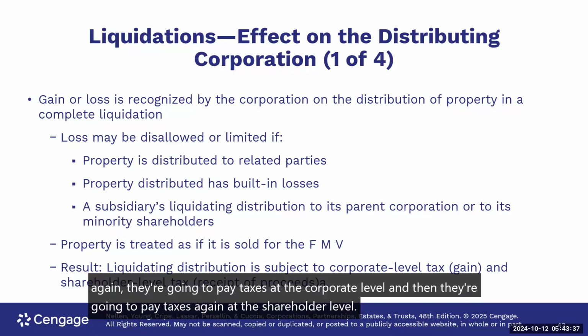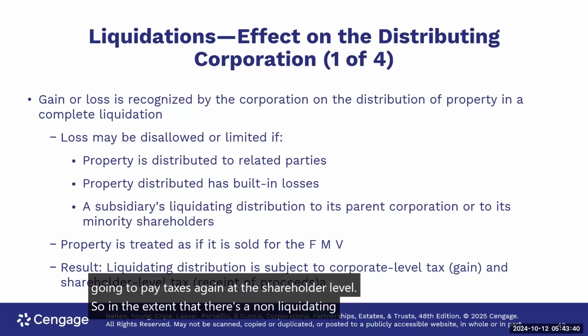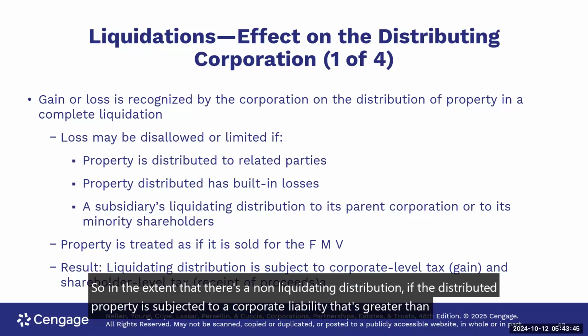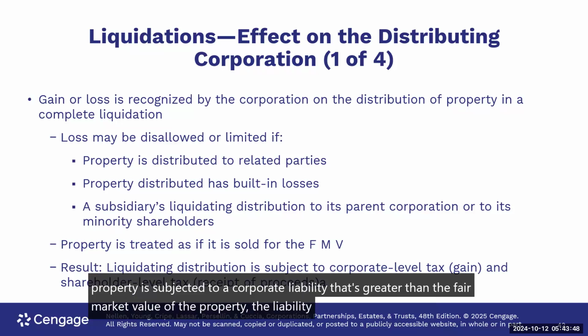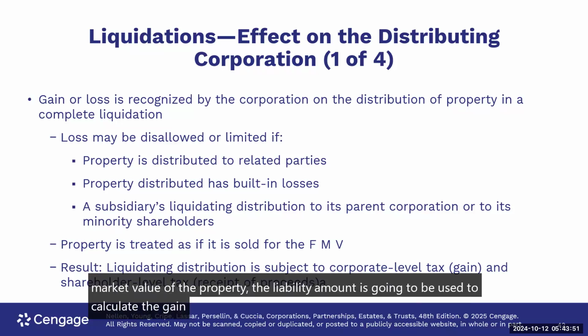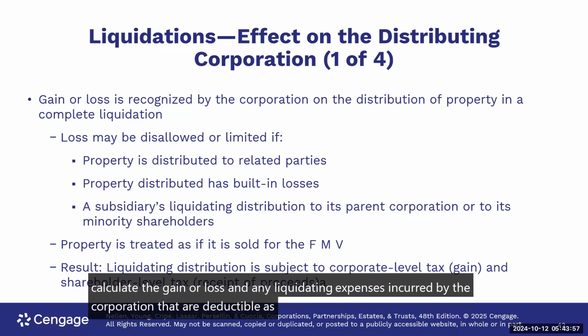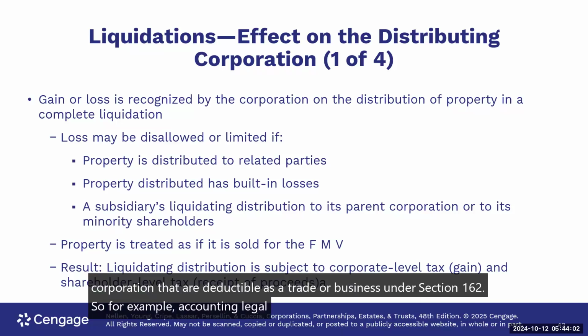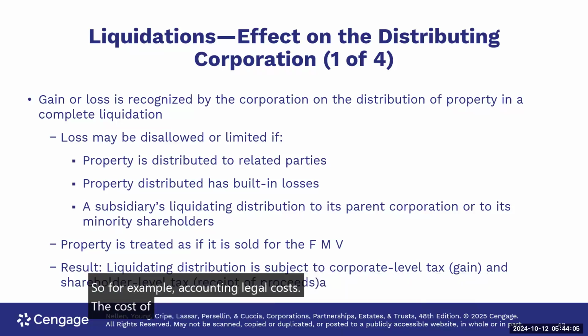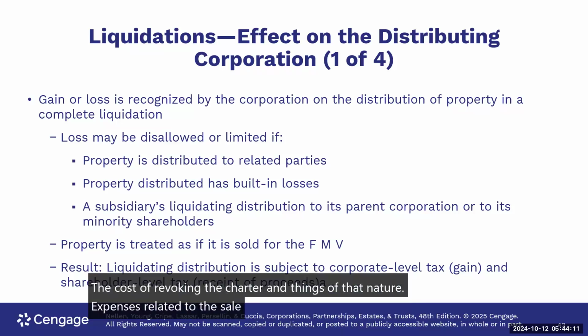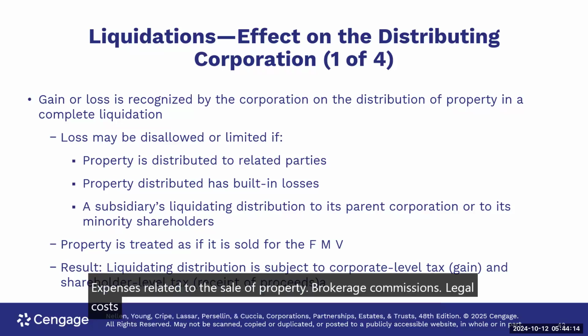To the extent that there's a liquidating distribution, if the distributed property is subject to a corporate liability that's greater than the fair market value of the property, the liability amount is going to be used to calculate the gain or loss. And any liquidating expenses incurred by the corporation that are deductible as a trade or business under Section 162, for example accounting, legal costs, the cost of revoking the charter, and things of that nature. And any expenses related to the sale of property, brokerage commissions, legal costs, reduce the amount realized on the sale.